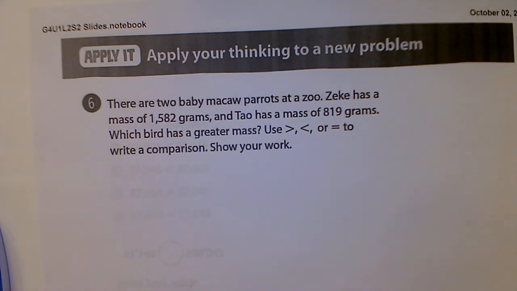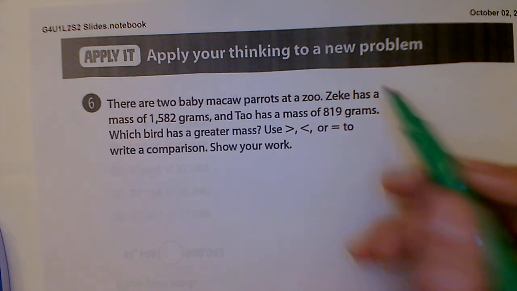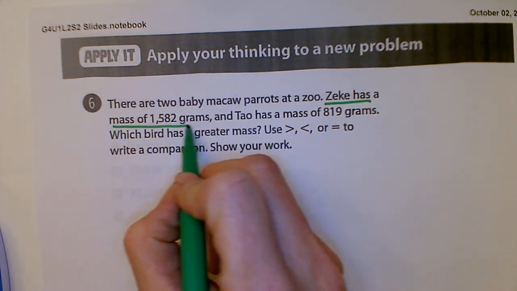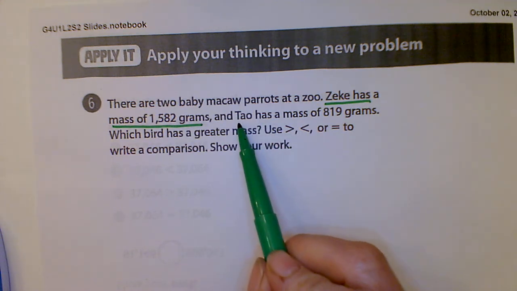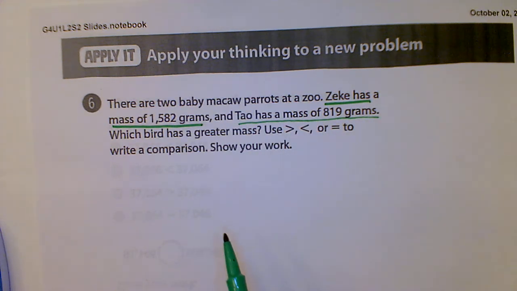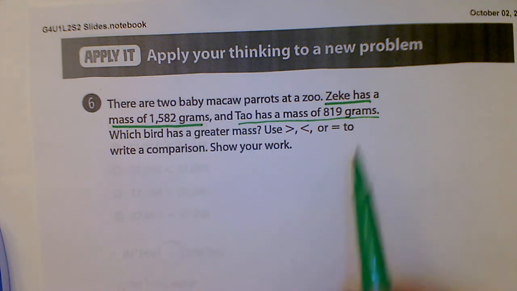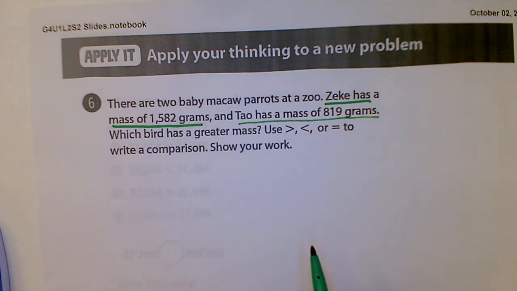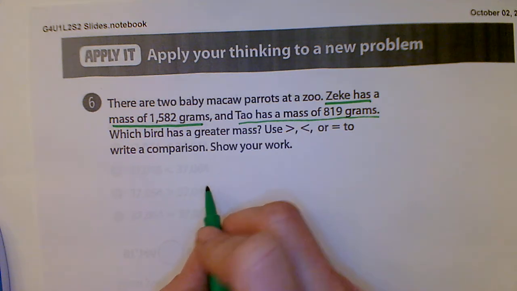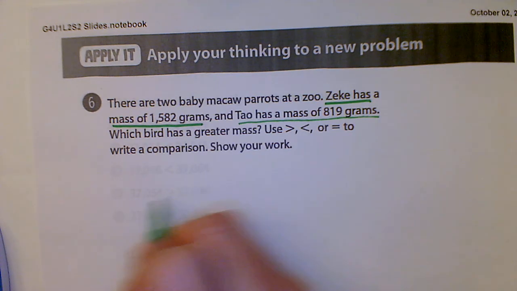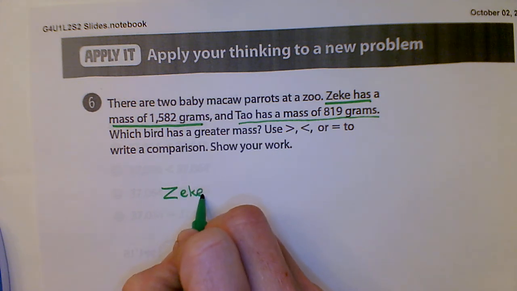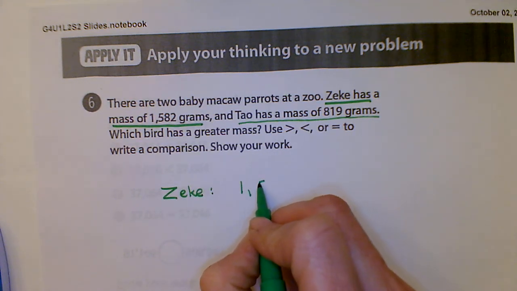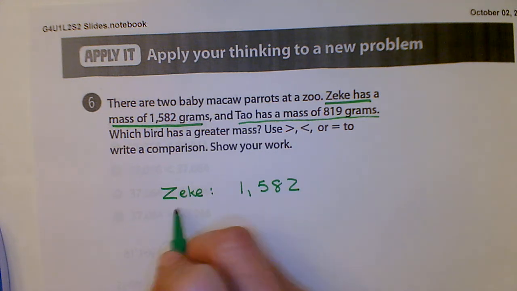There are 2 baby macaw parrots at a zoo. Zeke has a mass of, so let me underline this. Zeke has a mass of 1,582 grams. Tao has a mass of 819 grams. Which bird has a greater mass? And then it says use greater than, less than, or equal to write a comparison, show your work. So for this one, again, I am going to go ahead and I am going to stack them. I'm going to line them up. So I'm going to do Zeke, and Zeke has 1,582.